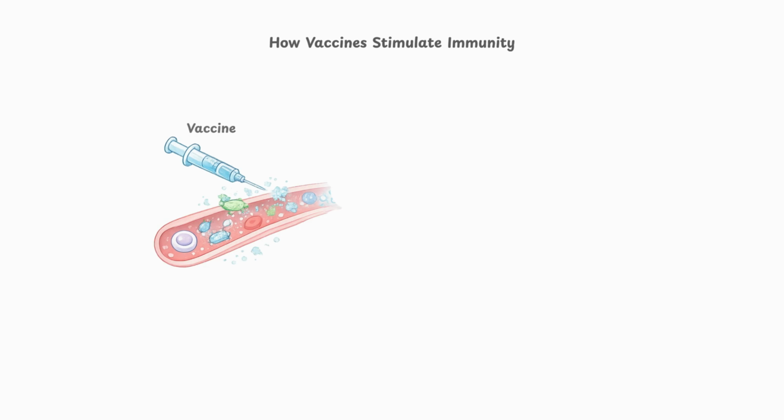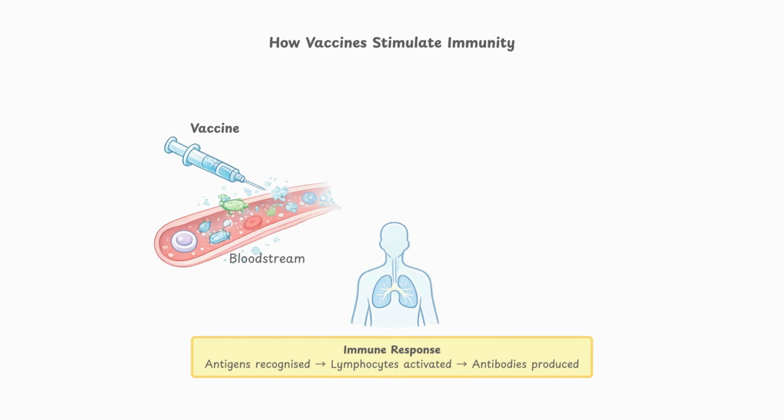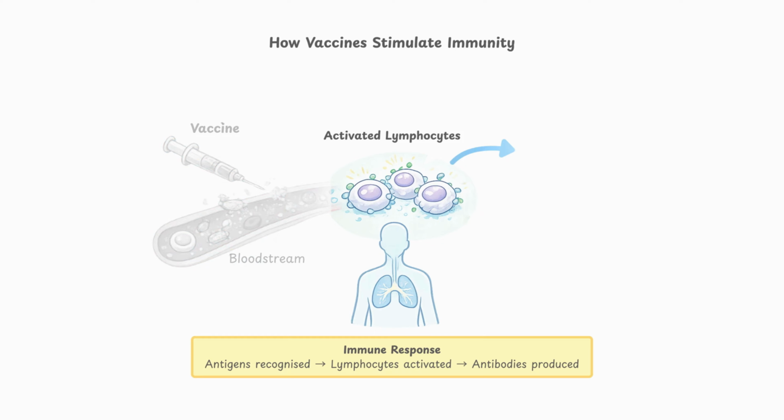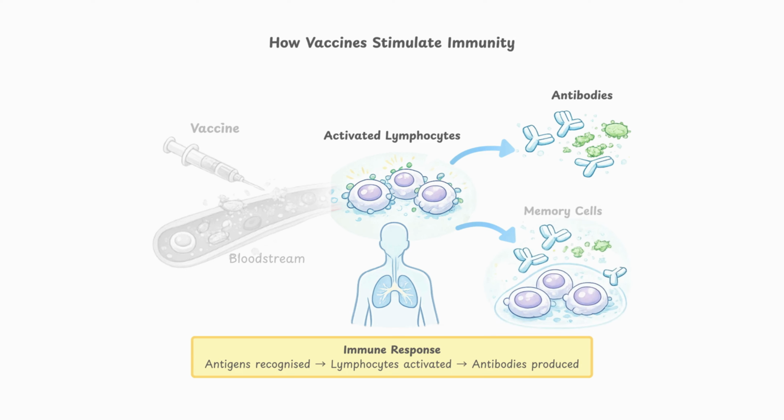Once a vaccine enters the bloodstream, the antigens it contains trigger an immune response. Lymphocytes recognize these antigens as foreign and become activated. The activated lymphocytes begin producing specific antibodies that match the antigens. These antibodies bind to the antigens and help remove them from the body. At the same time, some lymphocytes develop into memory cells. These memory cells remain in the bloodstream long after vaccination, ready to respond rapidly if the same pathogen enters the body in the future.